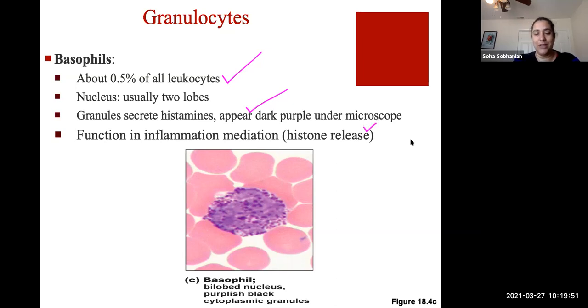If I ask you the question, what type of white blood cell initiates the allergic reaction, then your answer would be basophils, right? What type of white blood cell ends the allergic reaction? Then your answer would be eosinophils. Hopefully that's making sense so far.